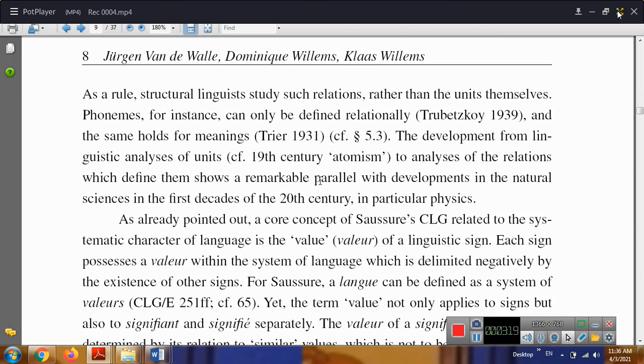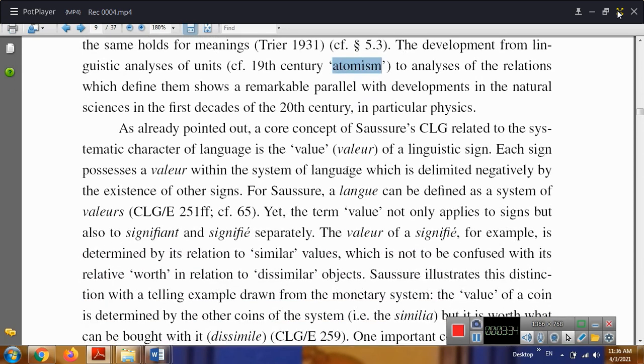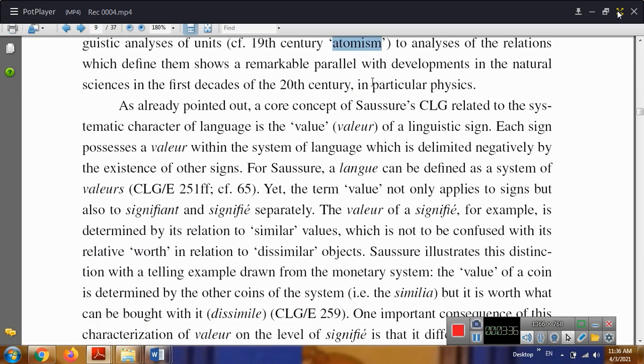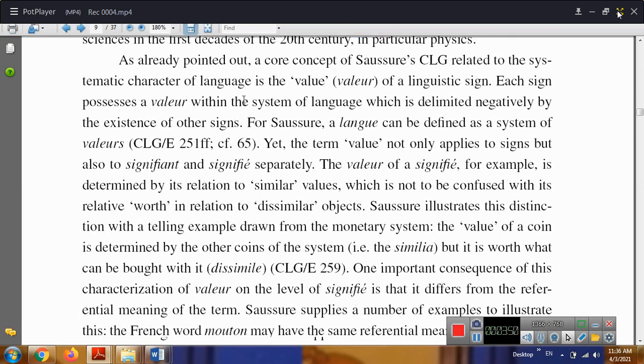It is against the idea in the 19th century, which concentrated on the units of language and considered the units as atoms, based on physics, and they did not believe in relation. Therefore, you should be able to define the system of language and its concept, and you should know that it was Saussure who focused on this term.